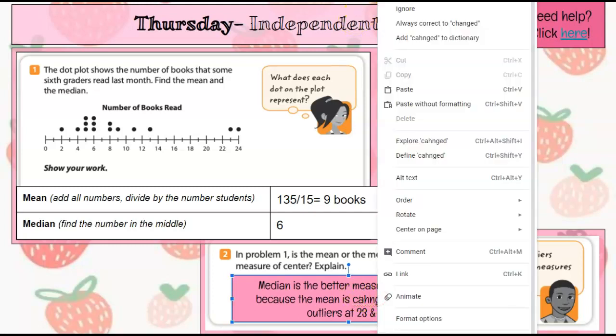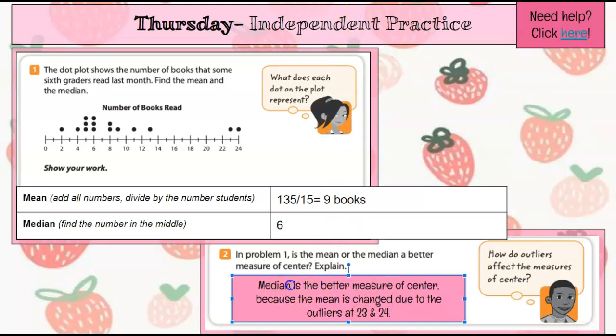So anytime you have an outlier, a lot of times your median is going to be your better measure of center, especially if the outliers are on the end of your set of data, because they definitely will skew your data and make it look a little bit higher because 9 is a lot higher than 6.